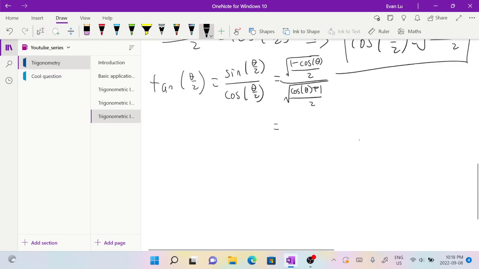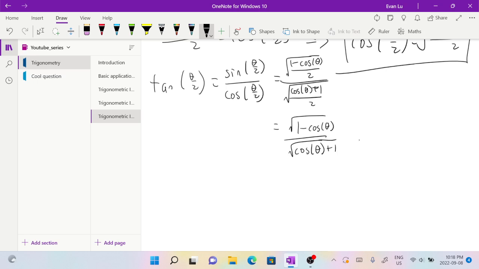Now let's see. Well, we can cancel the root 2 on the top and the bottom. So we'll get square root of 1 minus cos theta over square root of cos theta plus 1. Great. But it's actually not so great. So even though we got a formula for tan of theta over 2, it has a bunch of radicals. And radicals are, of course, not the easiest to work with because square roots of trigonometric functions, well, that's just hard, right? So let's try to find a way if we can try to make it easier.